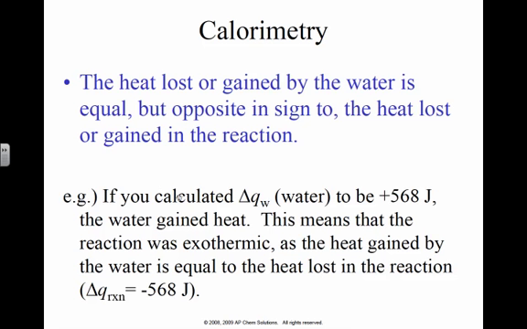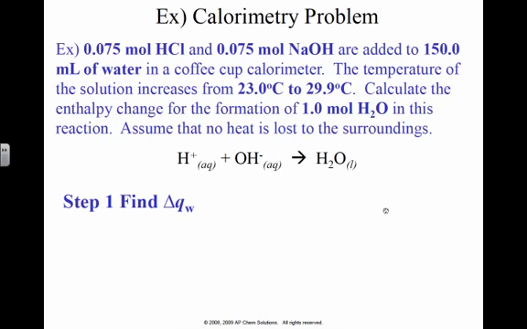So for example, if you calculated delta Q for water to be 568 joules, the water gained heat. This means that it is an exothermic reaction that gave off heat to the water, as the heat gained by the water is equal to the heat lost by the reaction. So therefore delta Q for the reaction is negative 568. So the reaction gives off that heat, the water gains that heat.